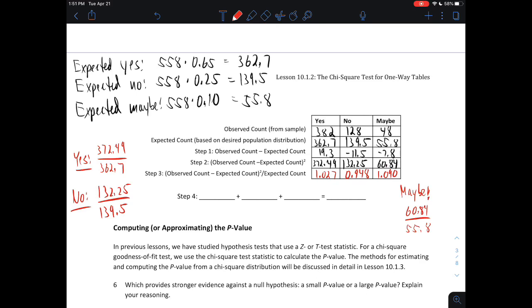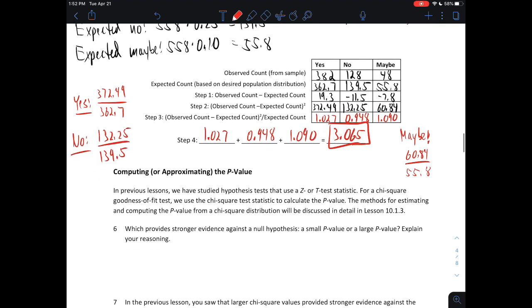So then for step 4, remember from the previous section, we add up the values that we just got in step 3. So that would be 1.027 plus 0.948 plus 1.090. So 1.027 plus 0.948 plus 1.090, and that gives us 3.065. And so that becomes our chi-square value.